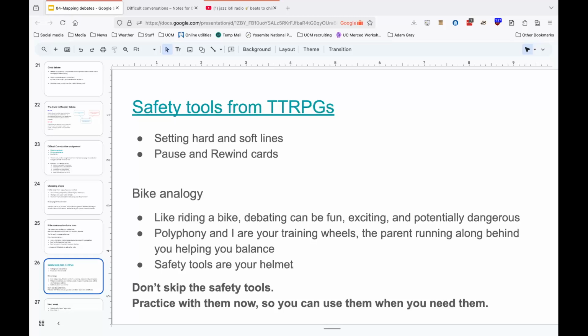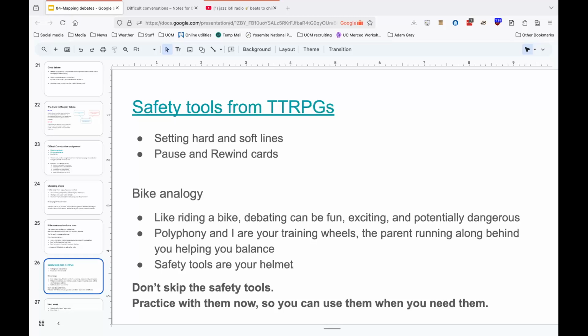Pause means we need to take a break. This is getting a little too intense for me. I need 5 or 10 minutes. Rewind means something is really not working, or we need to go back to where we were previously and pick a different direction to go forward from here. I have some more details about how these are used in the instructions for the assignment. And if there are questions, I can answer them on Tuesday.